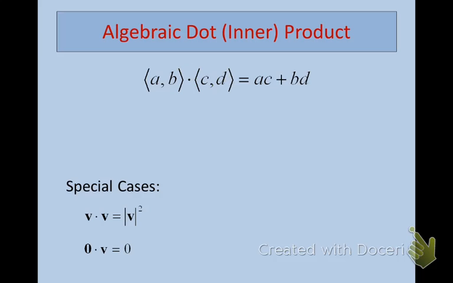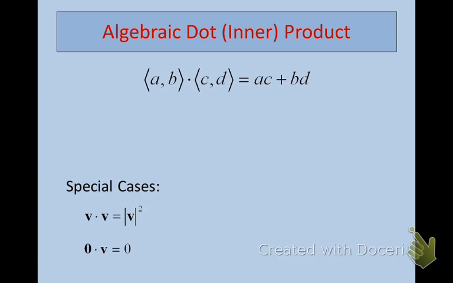Some special cases are if you take the dot product of the same vector with itself, it's actually the same thing as taking the magnitude squared of that vector. We'll do an example where you'll see why that works out the way it does.